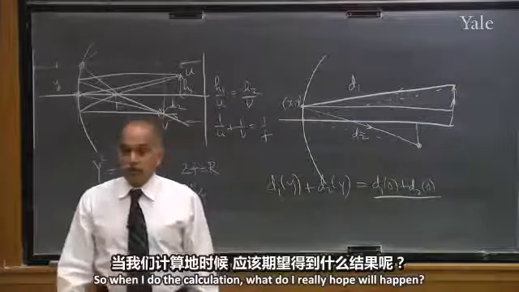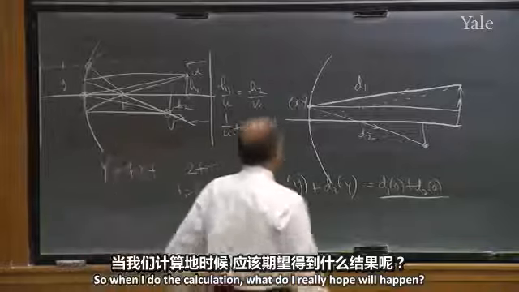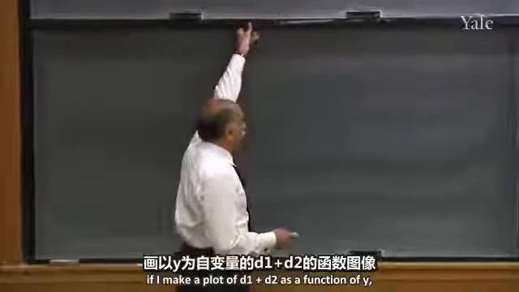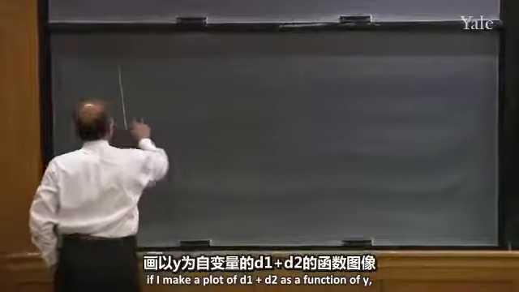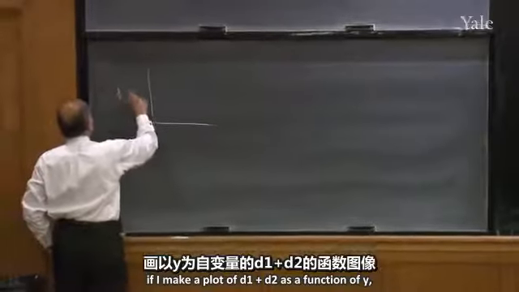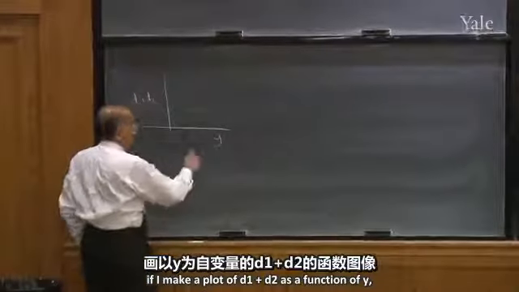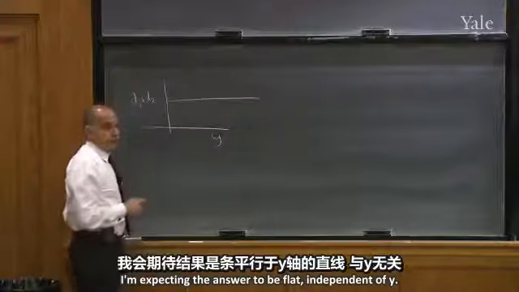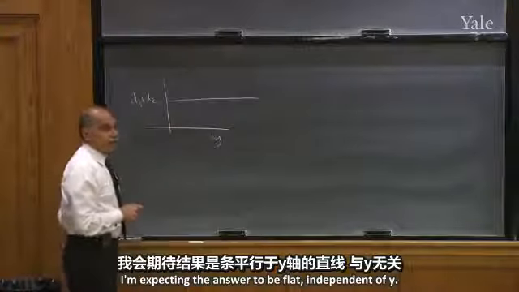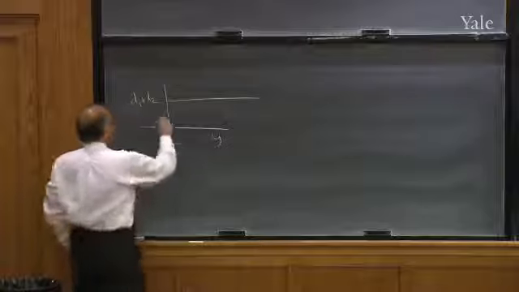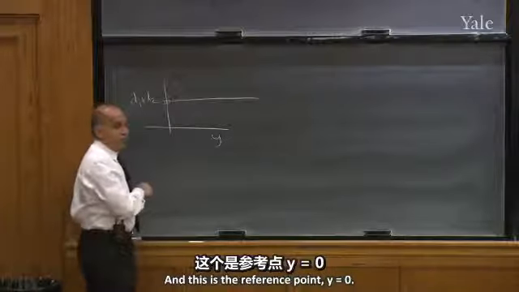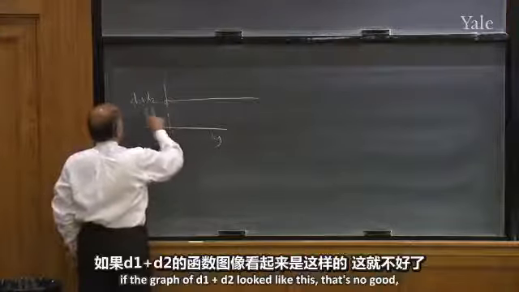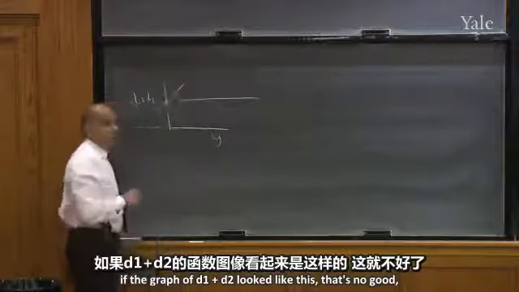So when I do the calculation, what do I really hope will happen? If I make a plot of d1 plus d2 as a function of y, I am expecting the answer to be flat, independent of y. And this is the reference point, y equal to 0. But when you do the calculation, first of all, if the graph of d1 plus d2 looks like this, that's no good.